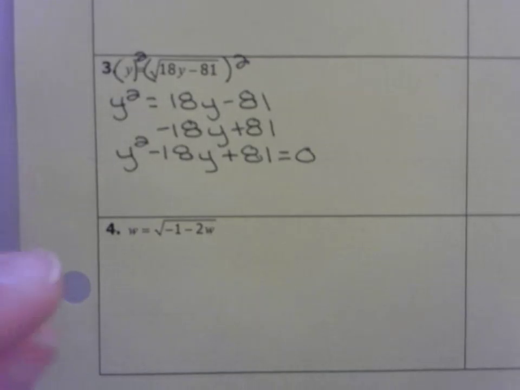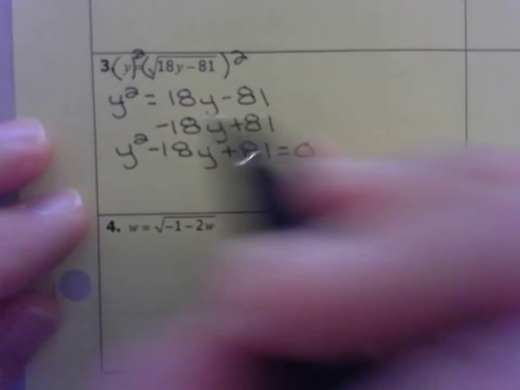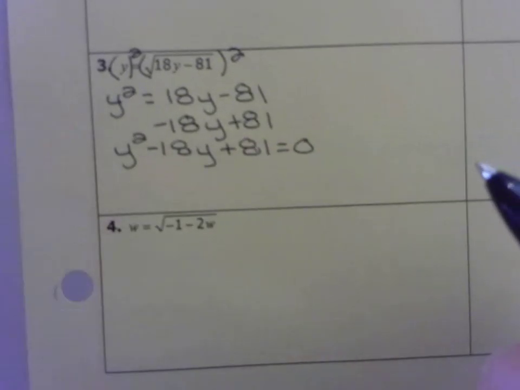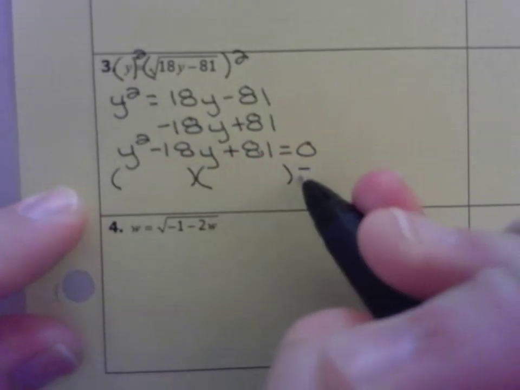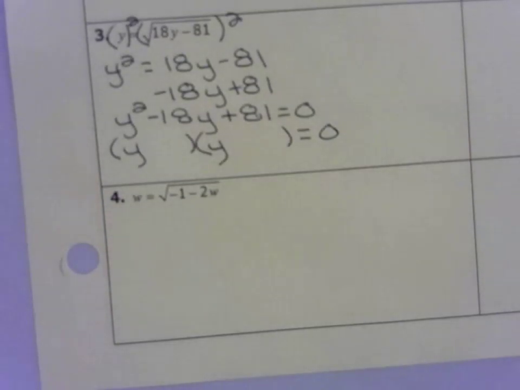As I factor, this will factor to... just like the warm-ups. How do I start factoring this? Two parentheses. What goes in the front? Y's, because you have 3 terms with a 1 in front of y squared.